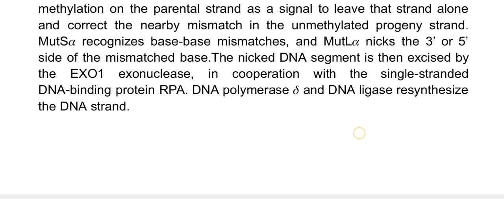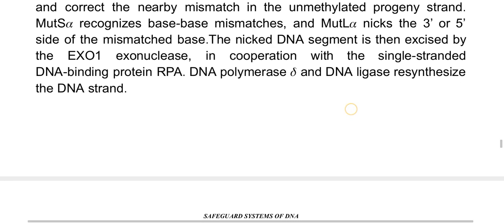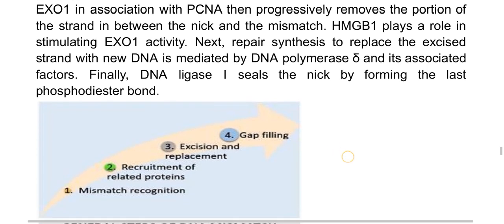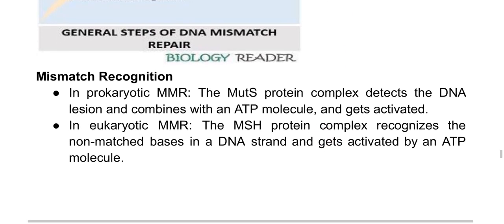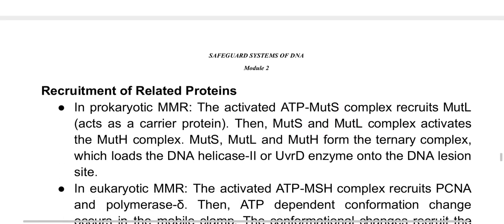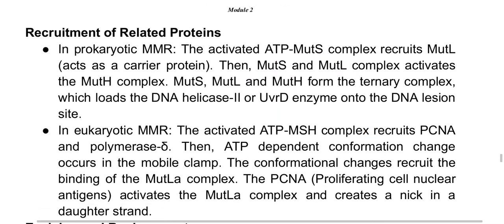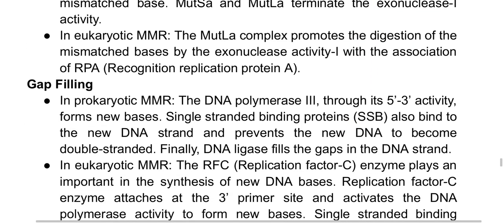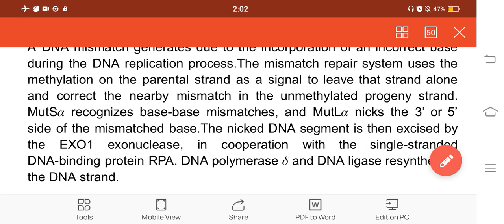The nicked DNA segment is then excised by the EXO1 exonuclease. Mismatch repair depends on a number of activities in human cells, including MutS alpha. The continuation will be dealt with in the next video.